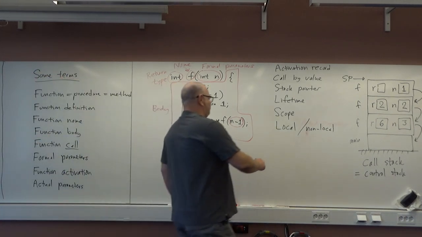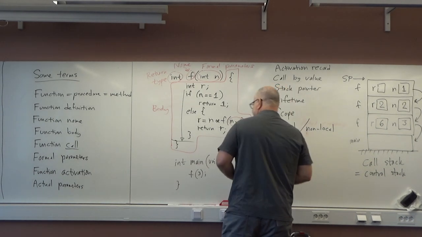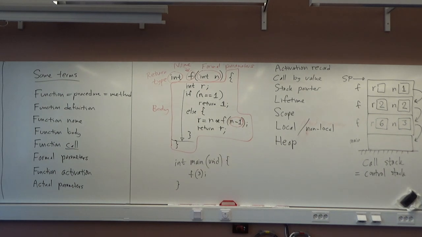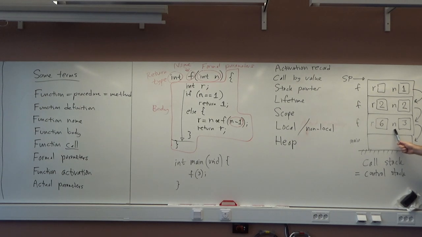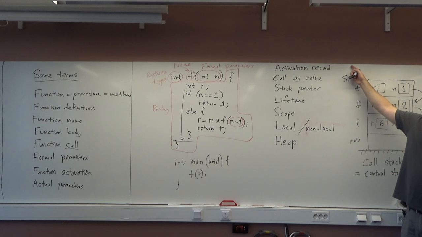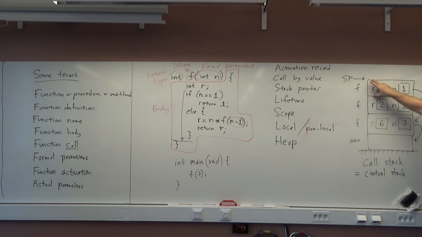We also have this heap I mentioned, the less ordered pile of things. As you can see here, it is cheap to allocate things on the stack. If I want a new R and N, I just move the stack pointer, which is usually a register in the processor, so I add however large an activation record is, so the stack pointer now points there, and now I have R and N. Very quick to allocate things on the stack, and quick to deallocate it.